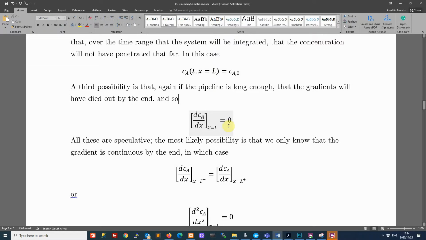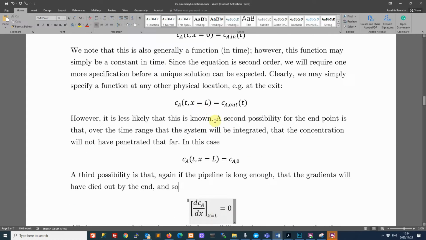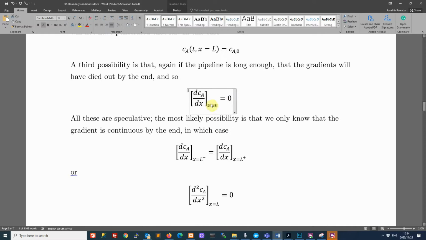So this condition is used fairly widely. Rather commonly it's called the long pipe assumption. So the pipe is long enough that the gradients have died out by the end point. And with all these, please note, we are always being very specific that we are referring to the end point, right? You never want to write this without the location specified there. Okay, so that's one possibility.